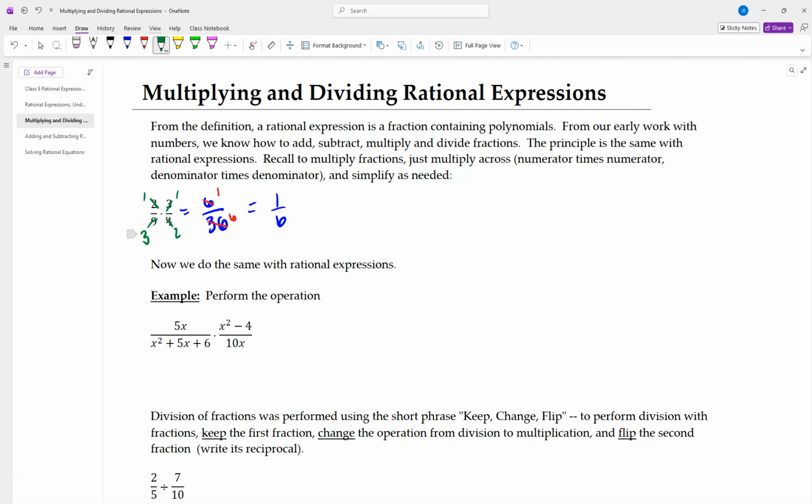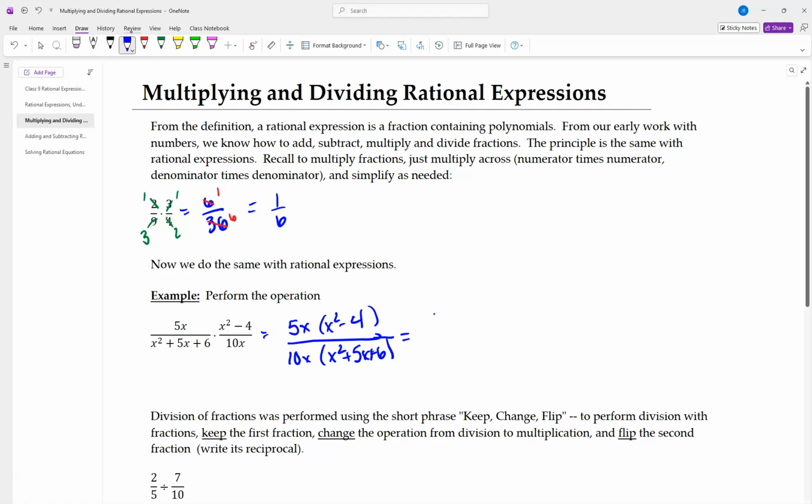Okay, so let's do the same thing here. Again, if I were to multiply straight across, I can do that. Let's just do it because we'll stick with the same principle. So 5 and then x squared, or 5x, and then x squared minus 4 over 10x and then x squared plus 5x plus 6. And I'm kind of done, but I should factor first fully from here.